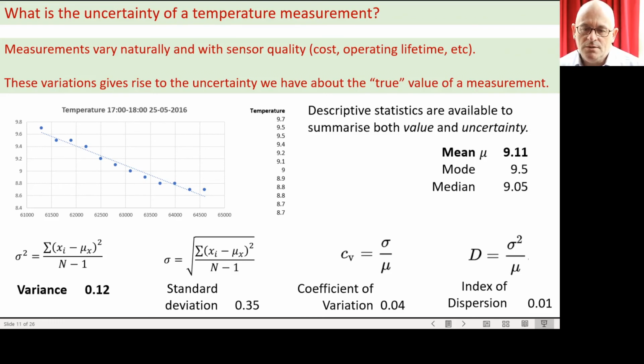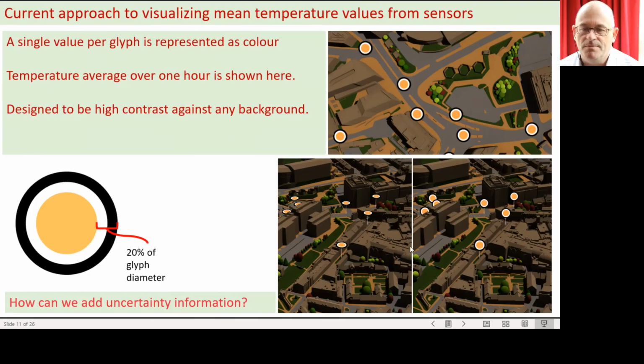One of the challenges is that that's not always independent of the range of the data, so coefficient of variation and index of dispersion give us ways to do that. Currently, when we visualize this data, we just visualize the value of the sensor averaged over the hour, so the mean value of temperature for one hour. And we use this type of glyph. These are designed to be high contrast, black and white, so that they can stand out against any background.